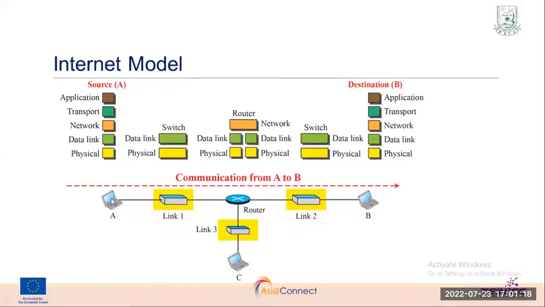A has all 5 layers. This switch has the data link and physical layers working. Routers work at the network, data link and physical layers, but they have different interfaces: one incoming and outgoing interface, or multiple interfaces. There is another switch which works with the data link and physical layers, and another host or destination uses all the 5 layers. So when data moves from a source to a destination, it is processed by all these layers according to the types of these devices.